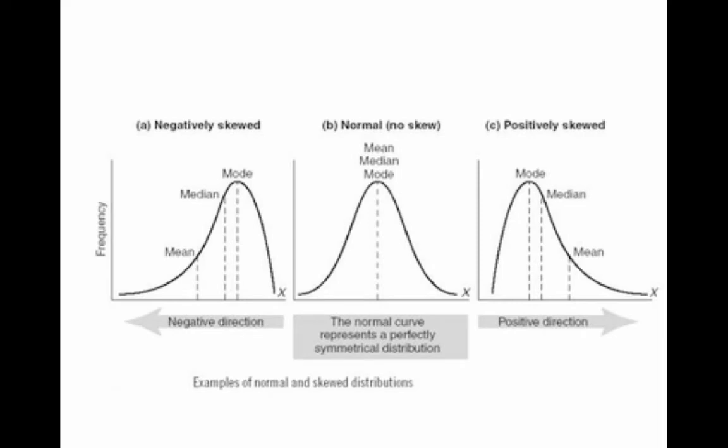Figure A is negatively skewed. Figure B is a normal curve, and figure C is a positively skewed curve.